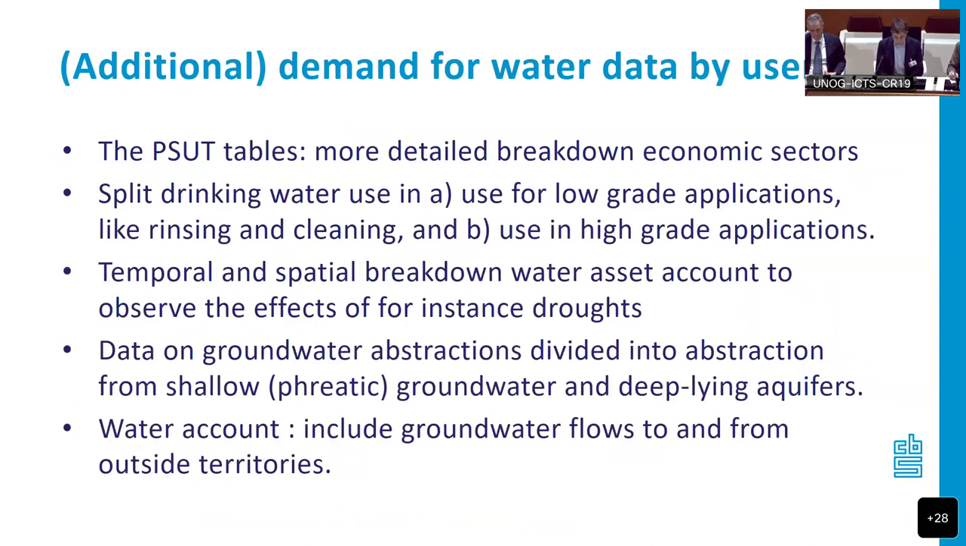What they would like is, first of all, a much more detailed breakdown for the economic sectors. Also to split drinking water use into use for low-grade applications like rinsing and cleaning, and use for high-grade applications. They also would like to see more temporal and spatial breakdown, particularly for the water asset account. And also data on groundwater abstractions divided into abstraction of shallow groundwater and of deeper lying aquifers. And finally, to include groundwater flows to and from outside territories.